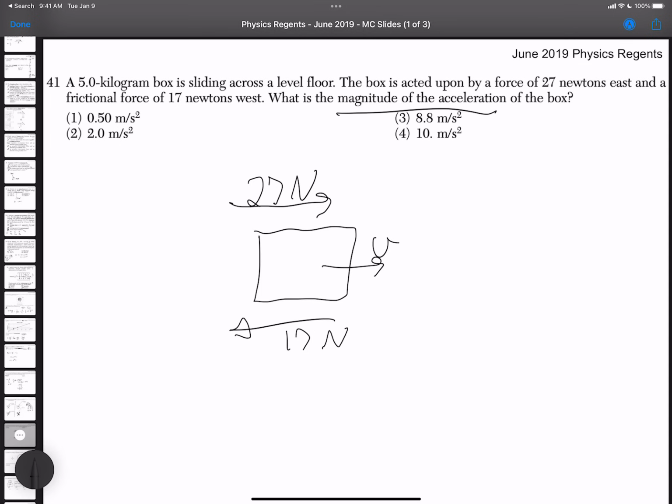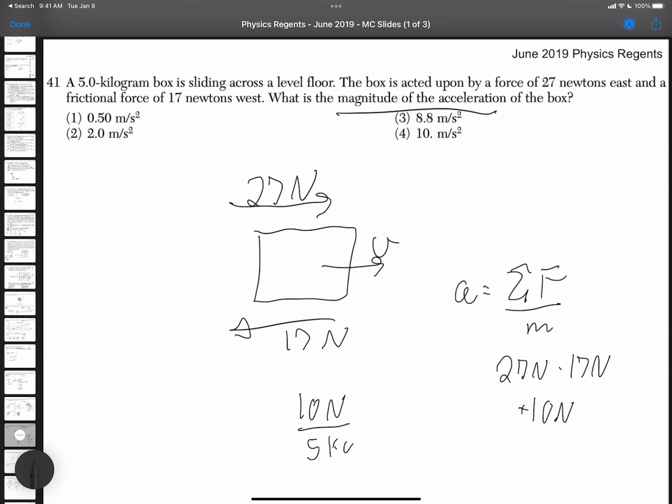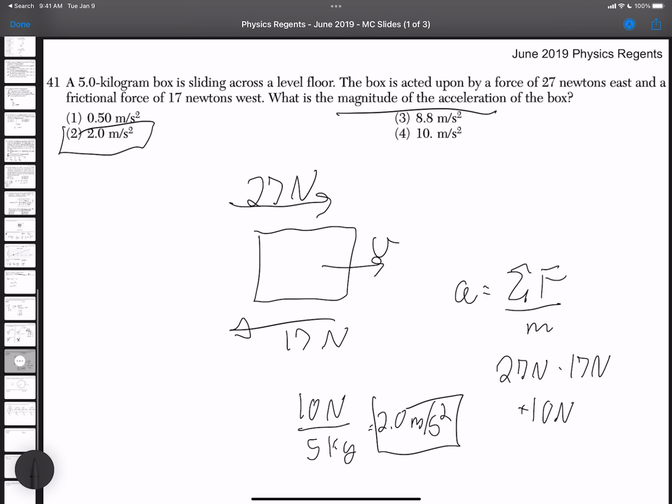If we want to figure out the magnitude of the acceleration of the box, we're going to use Newton's second law. This says the sum of the forces divided by the mass. Because our forces are in opposite directions, we have to subtract them. So we'll write 27 newtons minus 17 newtons, which is going to give us a net force of plus 10 newtons, meaning to the east. We're then going to take the 10 newtons and divide it by our 5 kilograms, and we're going to get 2.0 meters per second squared. Answer choice 2. Again, the equation for that is on page 6 of the reference table.